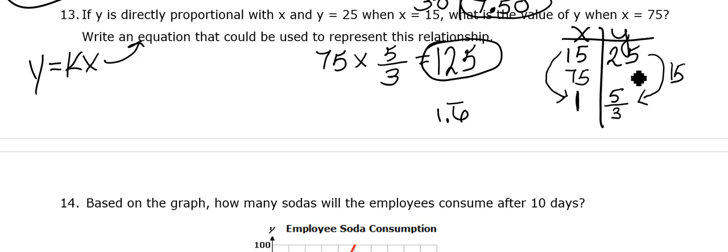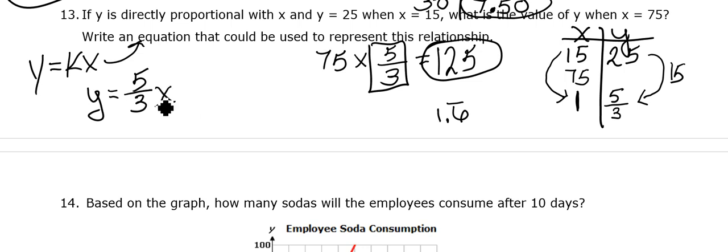But to write my equation, let's think about what we did. Well, we actually took 75, our x value, and multiplied by 5/3, my unit rate. So if I were to write an equation, I'm going to write my equation with my unit rate as my k value. So y equals 5/3 x.